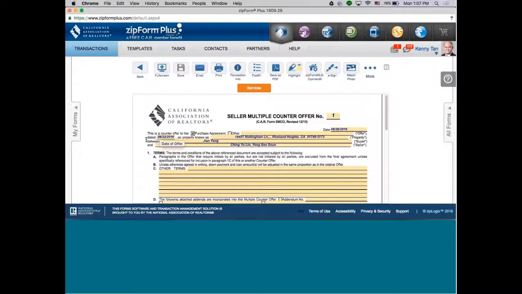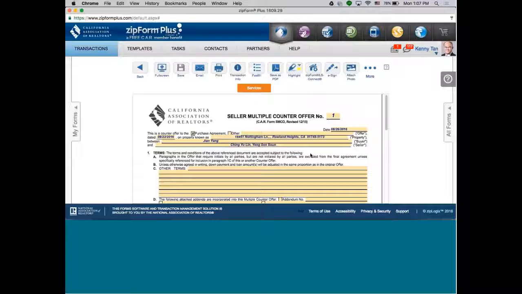So make sure you got this information correct. I don't want to see blank over here. If I receive your file, you want to make sure that you put in the date here. Now this is the date when you prepare the multiple counteroffer, and this is the date on the buyer's offer. They can have 3 different dates depending on when they submit the offer.